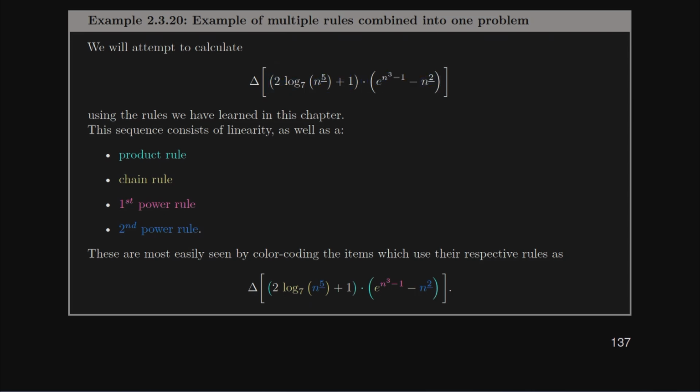So what are those rules going to be? Well, we definitely have a product rule because there's a product sitting right there, and I've notated that using color coding here as well. So there's a product sitting around there. There could be a chain rule, right?